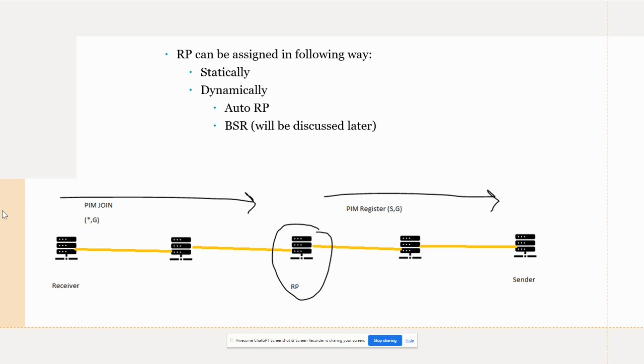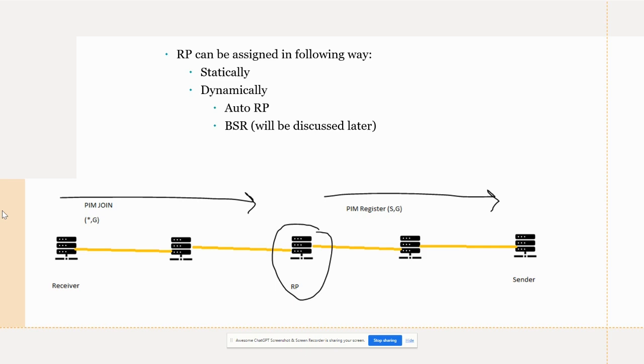And once it receives the packet from the sender, it will send S, G with the help of PIM register, and from the receiver side they will send star, G with the help of PIM join towards the RP. And if they intend to receive packets, then within the topology all the routers must agree to use the same RP address on a per group basis.